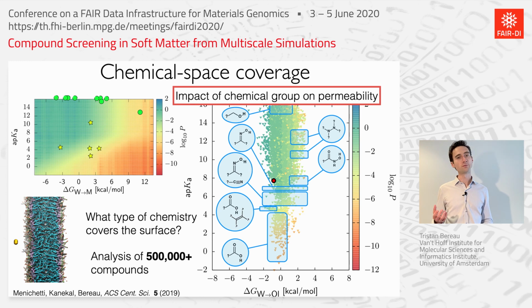And so we can do a bit of analysis of chemical groups. For instance, here, any blue region is an overrepresentation of a chemical group. So here, this chemical group. That means that if you have this chemical group, you're likely to end up on this part of the plot.